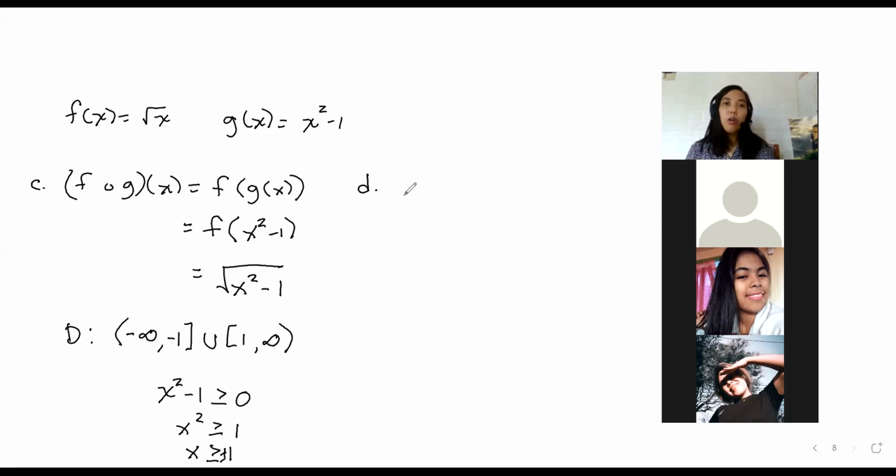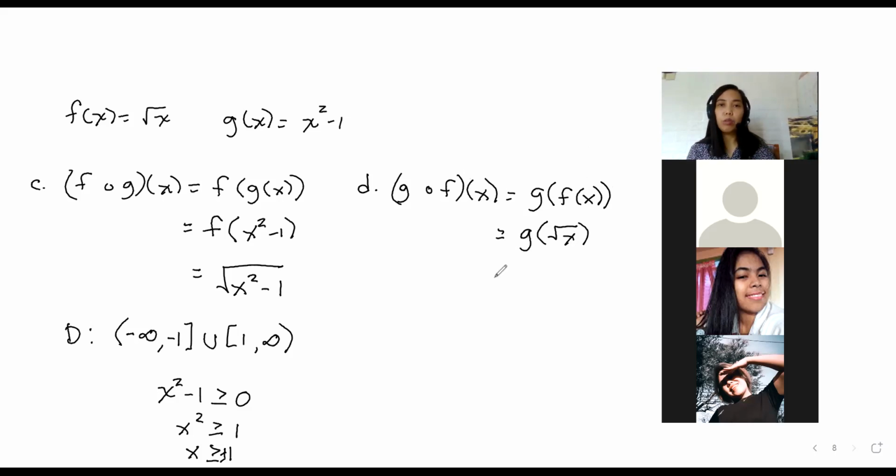And the last one, we're asked to find the composite of G composite F x. G composite F means G of f of x. So we'll have G of f of x that is equal to square root of x. We're going to plug square root of x in G. This will be the variable. So we will have square root of x squared minus 1. So we have x squared minus 1 sa G. So when we simplify the square root of x, that is x minus 1.